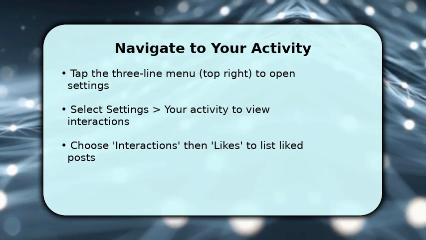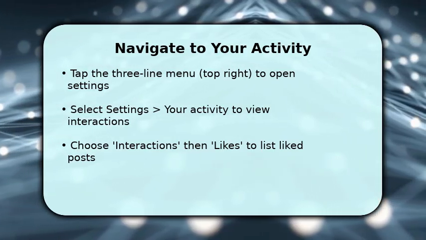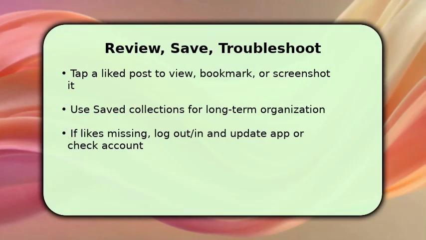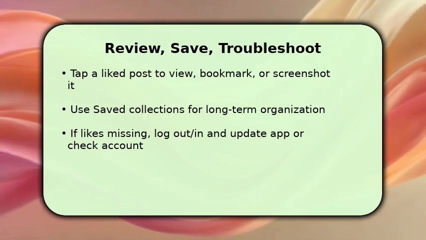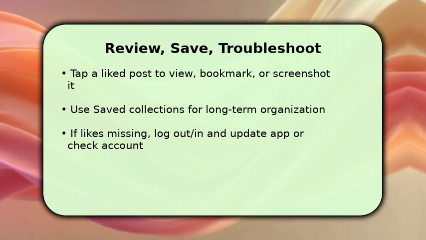If items feel missing, remember Instagram sometimes collapses or removes content. You've arrived at your liked posts. Tap any post to view it full screen and decide whether to bookmark it to a saved collection or screenshot for offline reference. Once organized, use Save to group content for later.